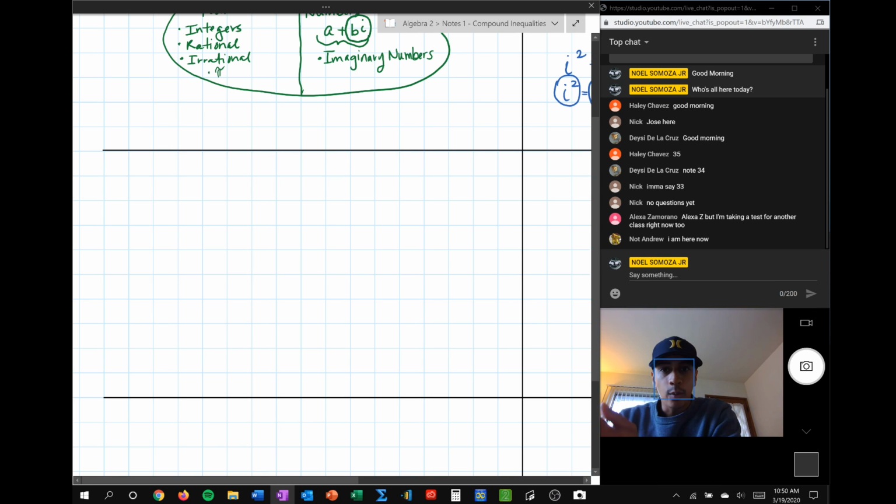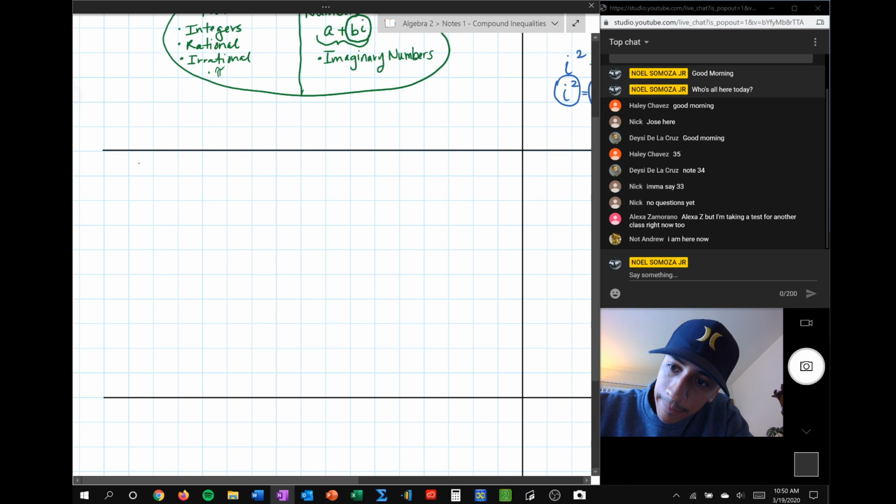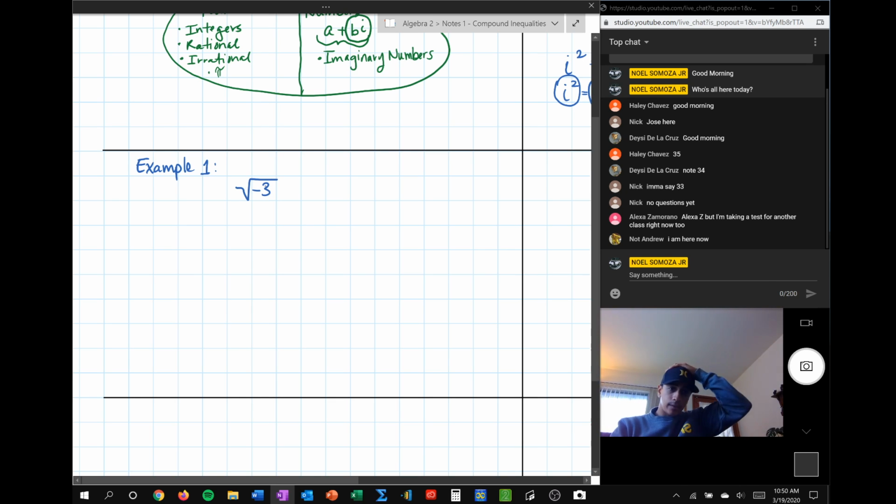Okay, so now we can actually move it a step further, because now we can simplify a bit further since we know what we can do with i now, the power of having i. Okay, just a real quick example here for this first example. Let's start with the square root of -3. Okay, let's talk about how i comes into play here.